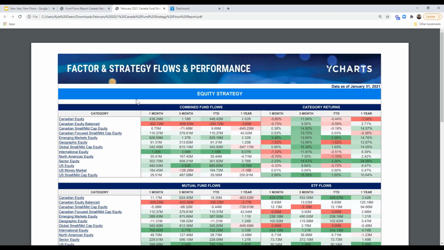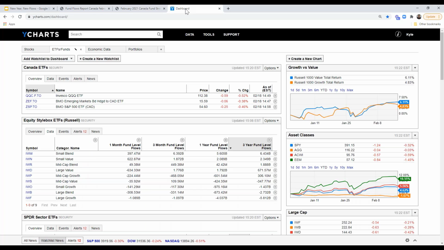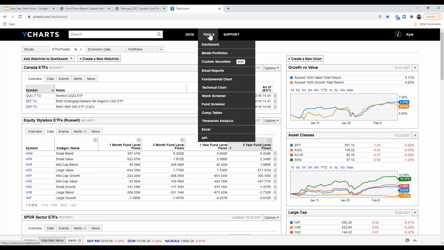Next, let's jump into the website and talk about how to customize this data a little bit. I mean, the reports are structured, it is what it is on the report, but you have a lot of flexibility within the tool to customize the data and exactly what you're looking at. So let's go ahead and hop into YCharts, and I want to talk to you about the fund screener. We already covered comp tables and the way that you can manipulate or navigate the flow data there directly from the links within the fund flow reports. But if we go to the fund screener tool, this is going to be a little bit quicker.